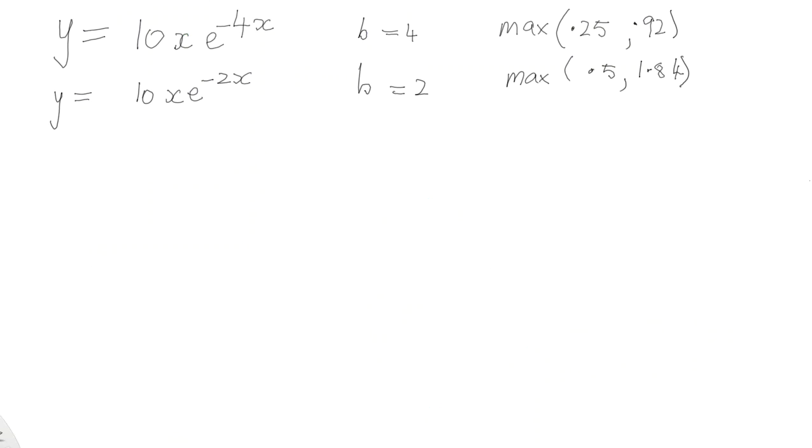So when you've done a series of graphs and determined the position of the maximum while watching how B changes, you might come to the conclusion that the maximum occurs at the position x equals 1 over B. So 1/4 is 0.25, 1/2 is 0.5.